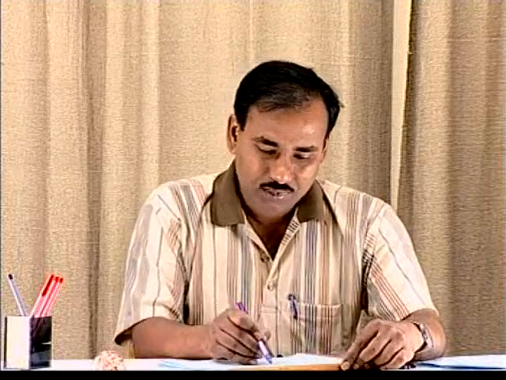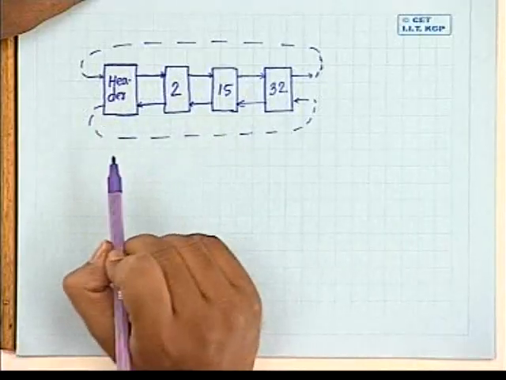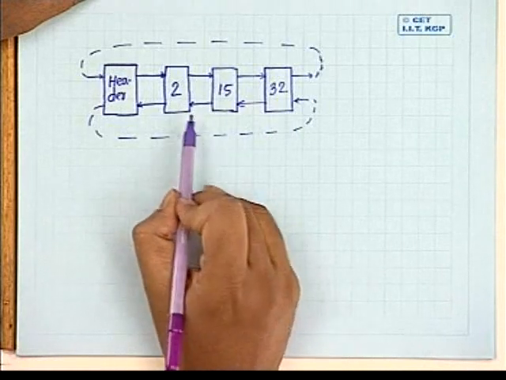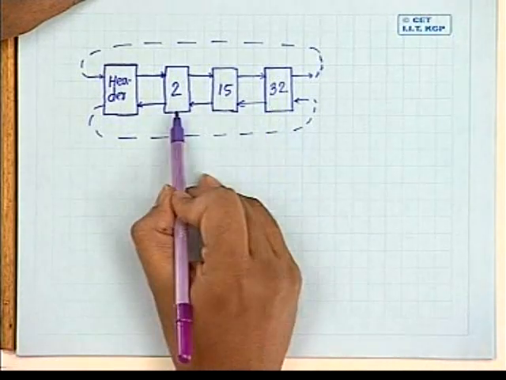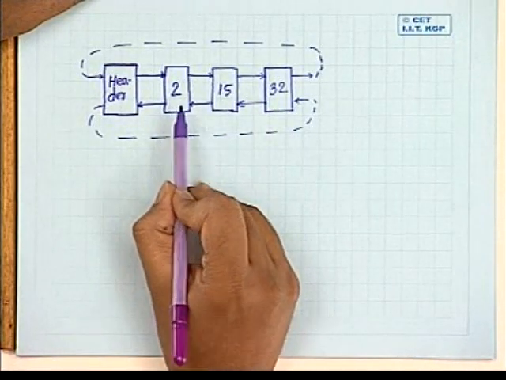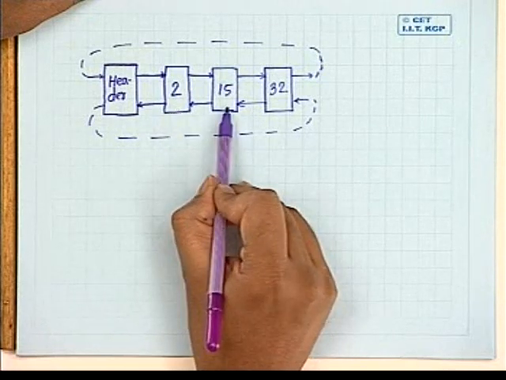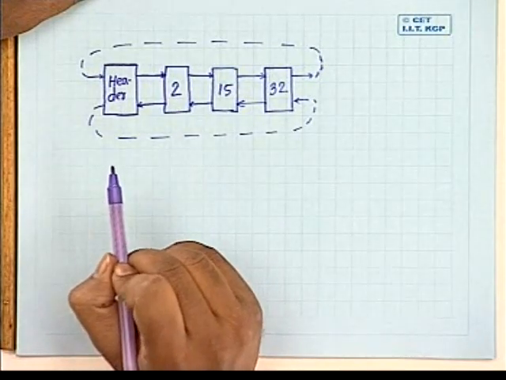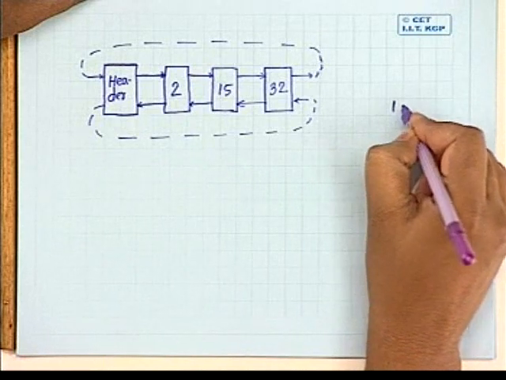Okay. So if we assume that this is the situation we have, we don't have any buffer which is empty, but we have three buffers which are free, and these three buffers contain data blocks from block number 2, block number 15, and block number 32. And the request has come for block number 10.